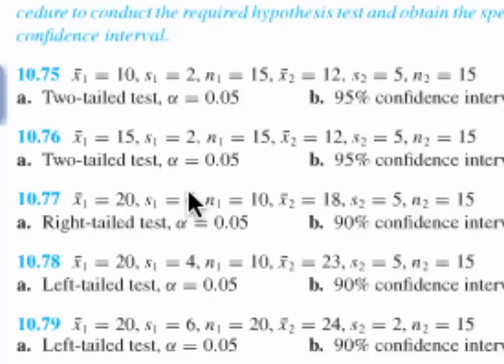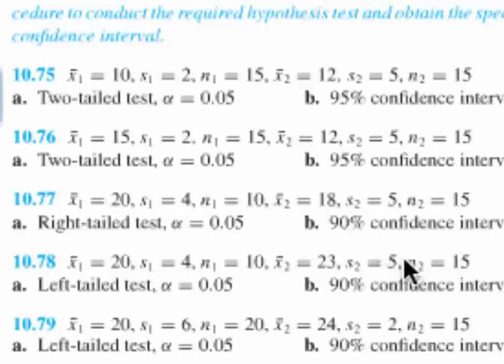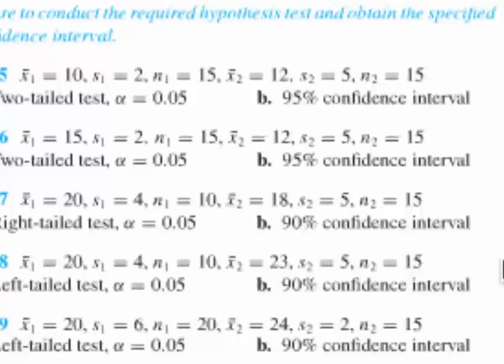Sample standard deviation. Okay, again, indicating we're going to use a t-test, right? N1 then is our sample size. So we took 15 observations of population 1. We got a mean of 15 with a standard deviation of 2. Okay, then we had another population. We also took a size of 15, and then we got a mean of 12 and a standard deviation of 5.